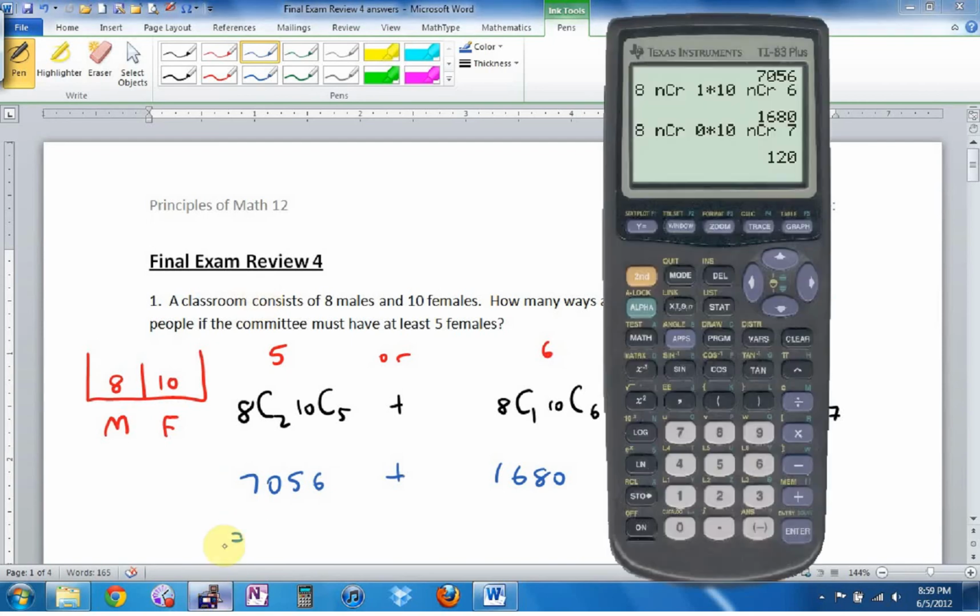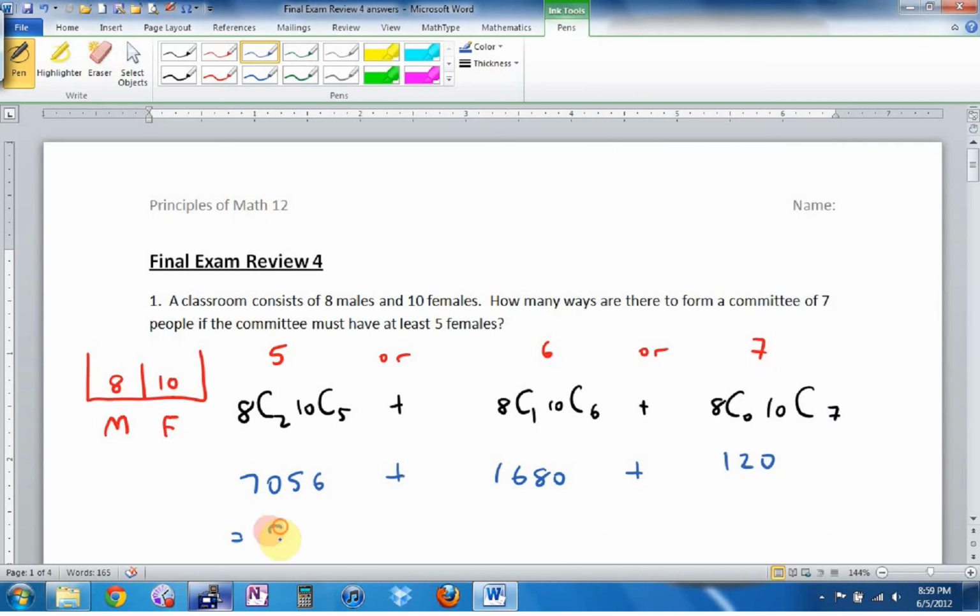Total, that plus 1680 plus 7,056. Double check to make sure I haven't typed this in wrong, made a dumb mistake. 8,856. Committee question, with at least or at most.